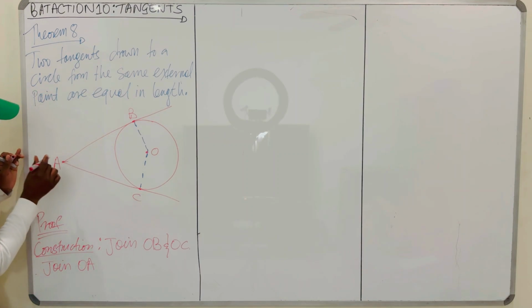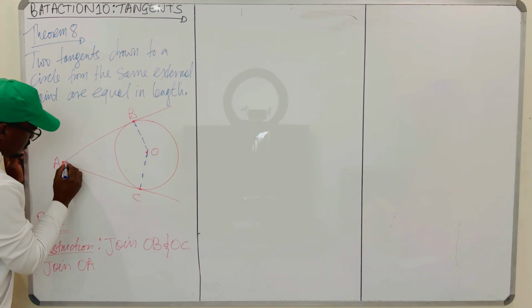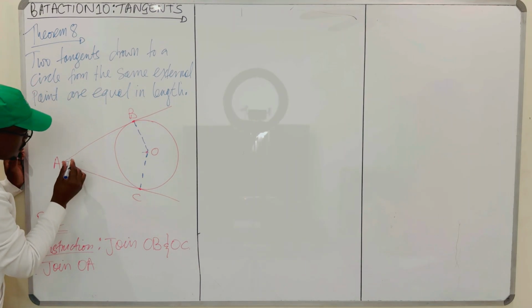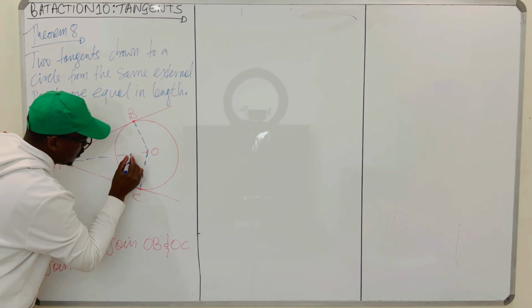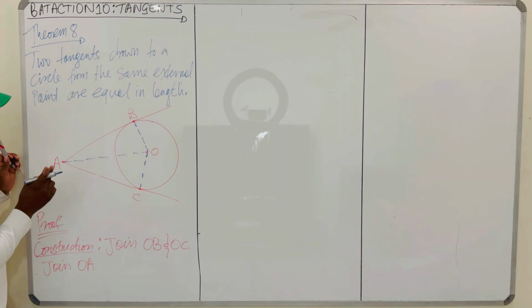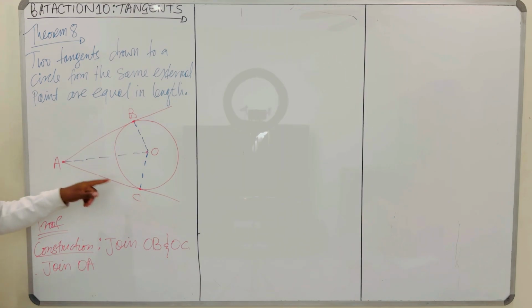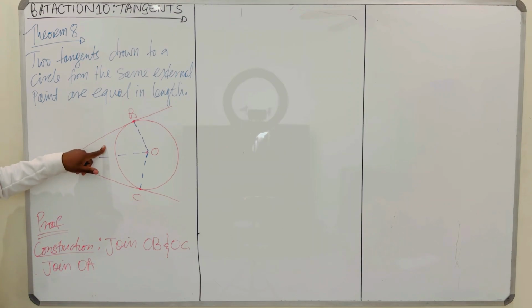Or maybe let me use the navy color. This was supposed to be straight, sorry. Can you see? Yes. It's OA. So you are looking at two triangles. Triangle ABO and triangle ACO. So what we need to do now, we need to prove that these two triangles are congruent. If they are congruent, these two sides are going to be equal because those are corresponding sides of these congruent triangles. Are you with me? Yes. So let's prove that they are congruent.